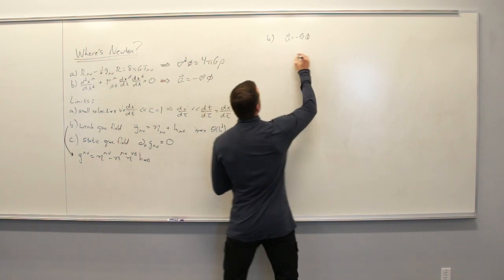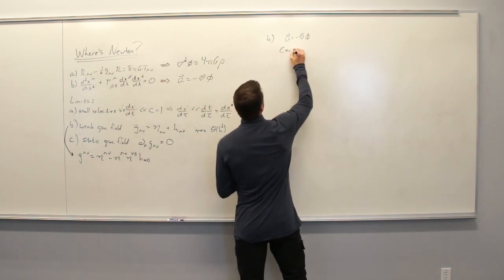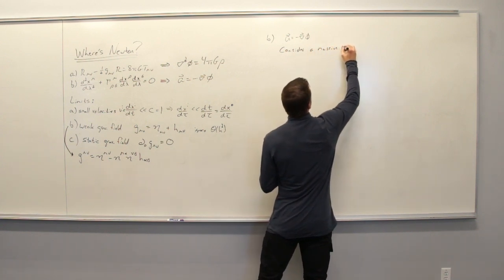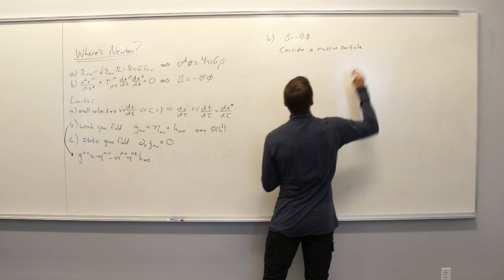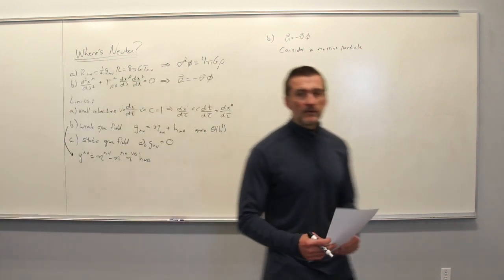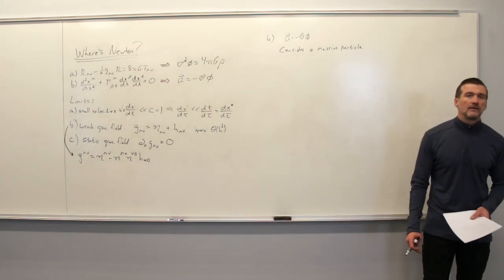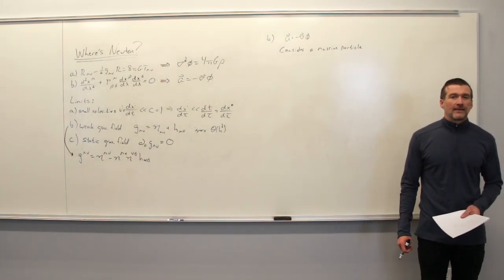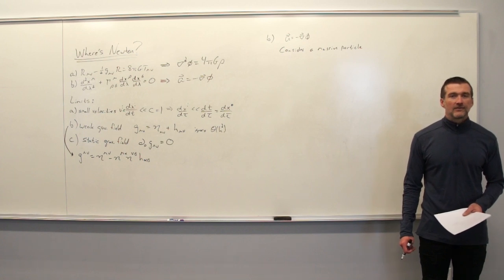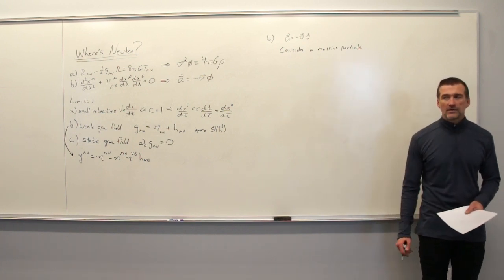So consider a massive particle. Why would we only consider a massive particle? Avery, why would we only consider a massive particle if we're trying to take the Newtonian limit? So we're working with gravity. So gravity doesn't affect massless particles? Oh, no, it does. Yeah. So why are we taking a massive particle in particular?